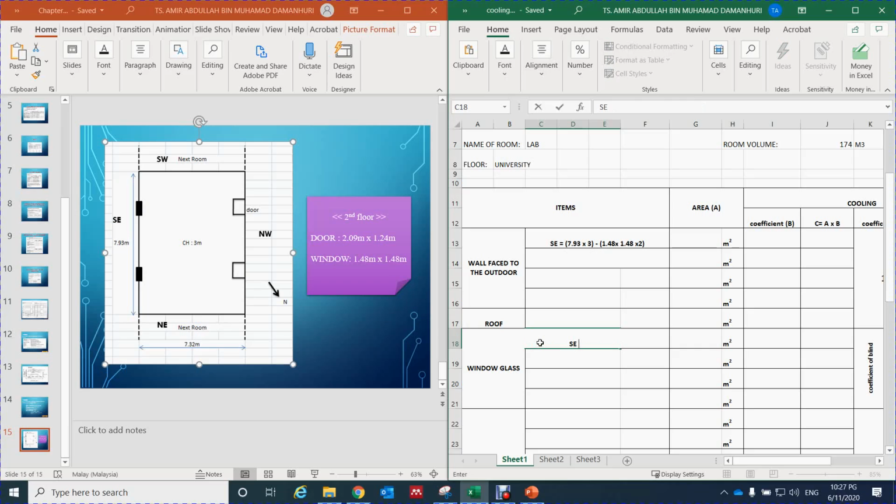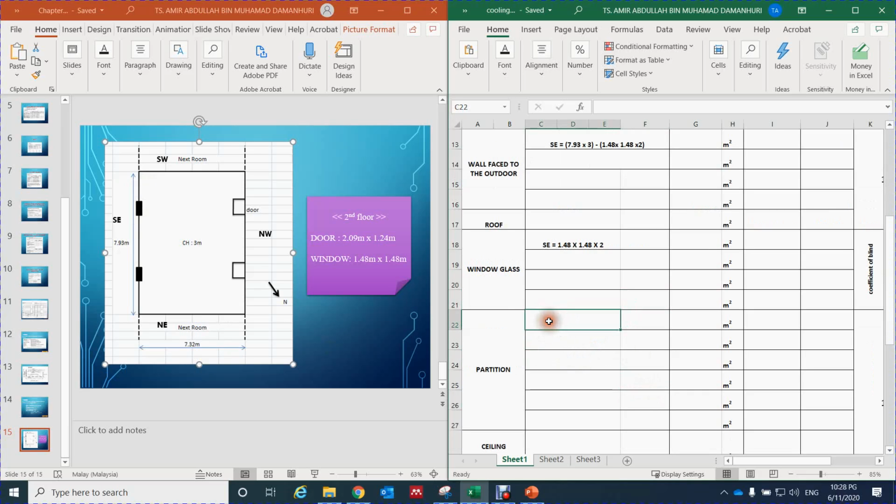Southeast is equal to the size of the window, 1.48 times 1.48 meter times 2. We have two window glass here. Is there any other wall facing the outdoor? No, we have only one window glass here. And then how much partition do we have here?